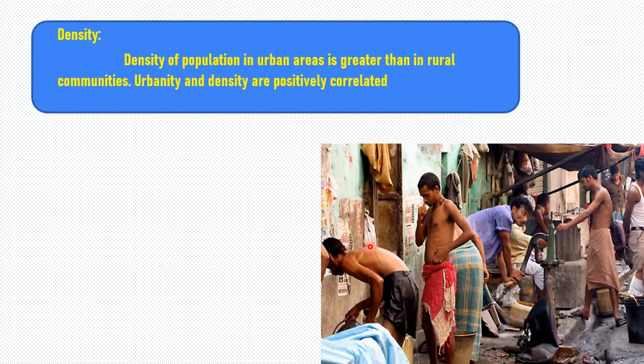The next important characteristic of an urban community is that they are densely populated. When compared to the rural communities, the density of population is more, and urbanity and density are positively correlated. One important feature of an urban area is that these people are hugely populated, and there is a lack of space for them, and this makes them densely populated. So that could be one of the reasons.